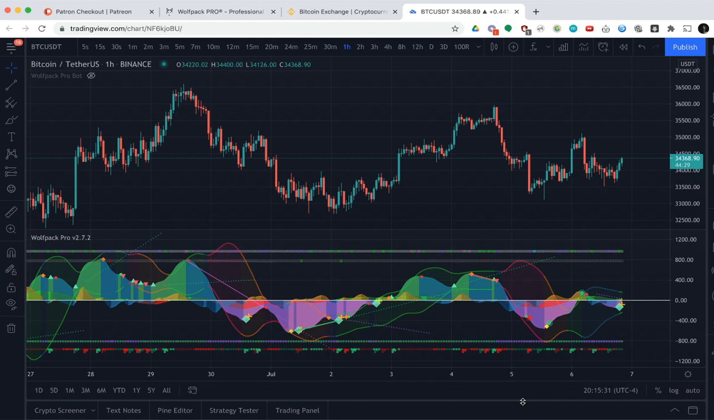Hey guys, we're going to get right into a crypto scalping strategy that I've been using to gain a lot of confidence in my trading. It has a fairly high success rate, so we're going to get right into that.